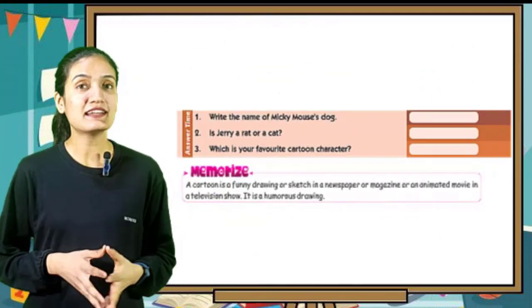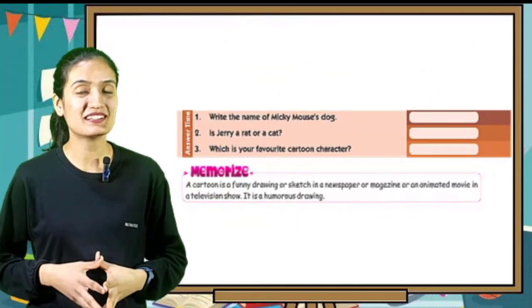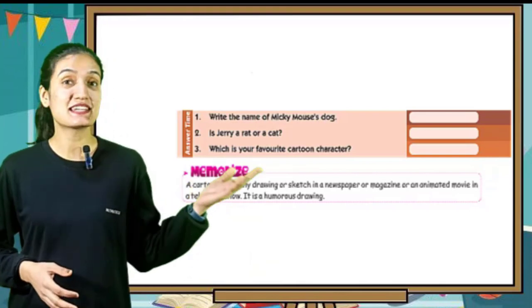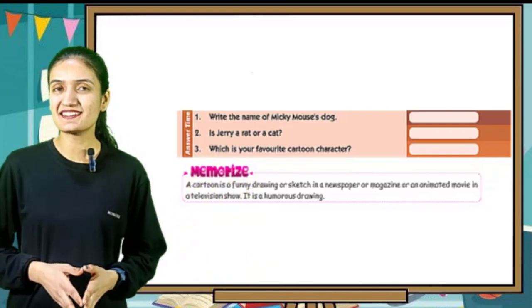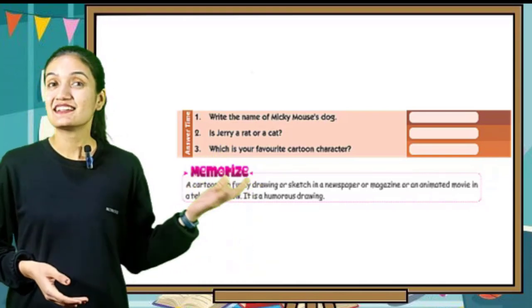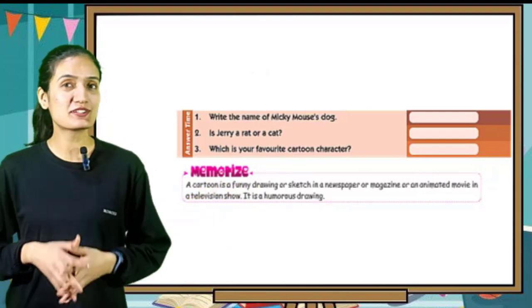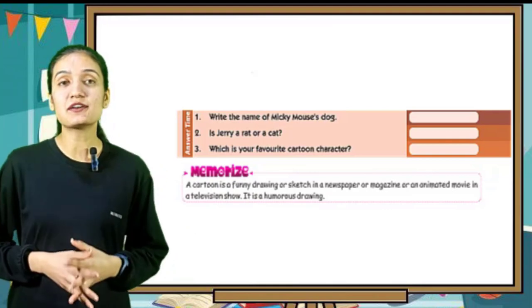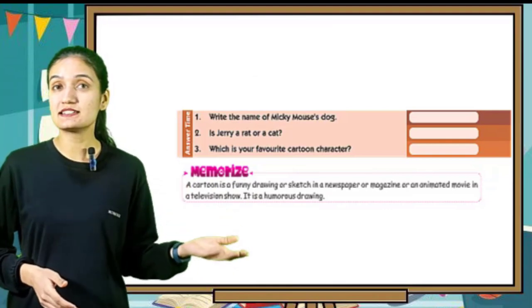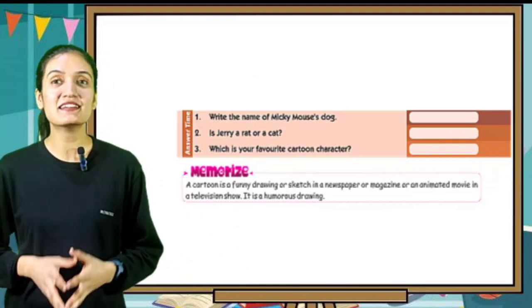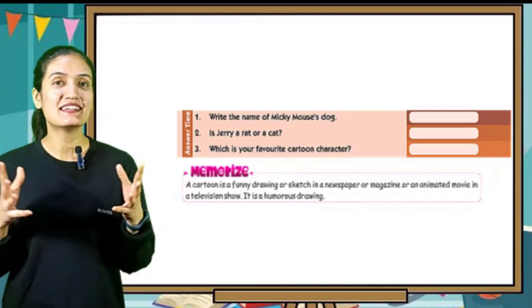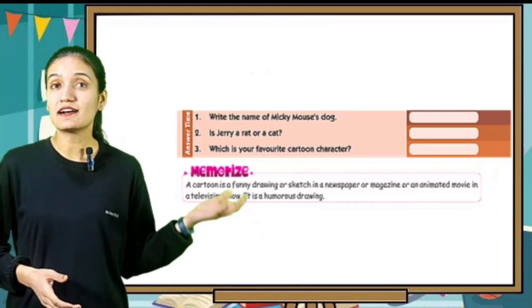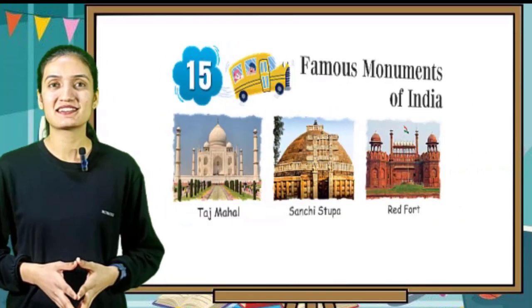Answer time. Write the name of Mickey Mouse's dog. It's Pluto. Second, is Jerry a cat or a rat? It's a rat. Third, which is your favorite cartoon character? Write down here. Now kids, memorize. A cartoon is a funny drawing or sketch in a newspaper or magazine or an animated movie. In a television show, it is a humorous drawing.